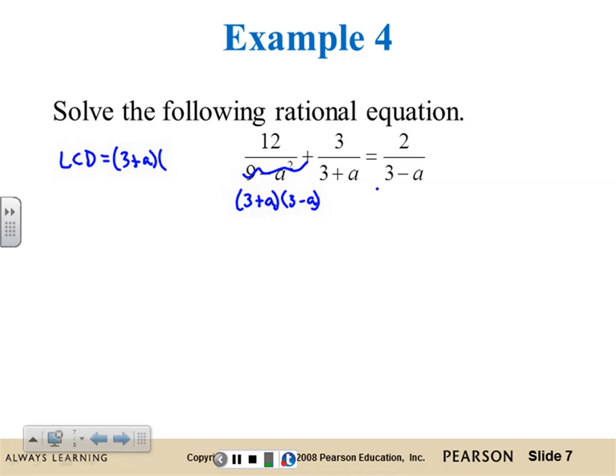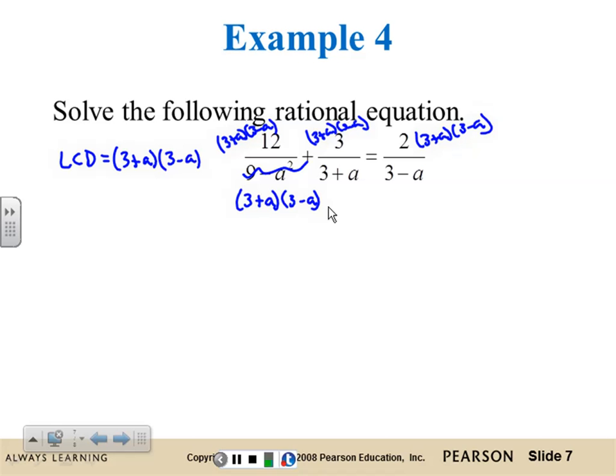I also have a 3 minus a and a 3 minus a. So that's going to be my common denominator. So what I'm going to do is multiply all three of these terms by that common denominator. So I'm going to multiply here by 3 plus a times 3 minus a. I'm going to multiply here by 3 plus a times 3 minus a. And I'm going to multiply here by 3 plus a times 3 minus a.